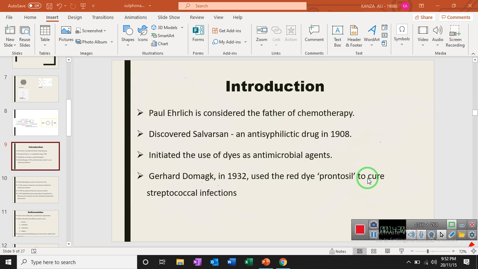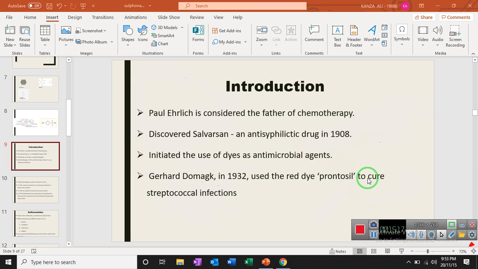Here we have got the sulfonylamide. How did we get this sulfonylamide? Paul Ehrlich, who is considered the father of chemotherapy, father of drug designing, father of medicinal chemistry, discovered salvarsan, an antiseptic drug, in 1908, and from here we got the lead. This initiated the use of dyes as antimicrobial agents.